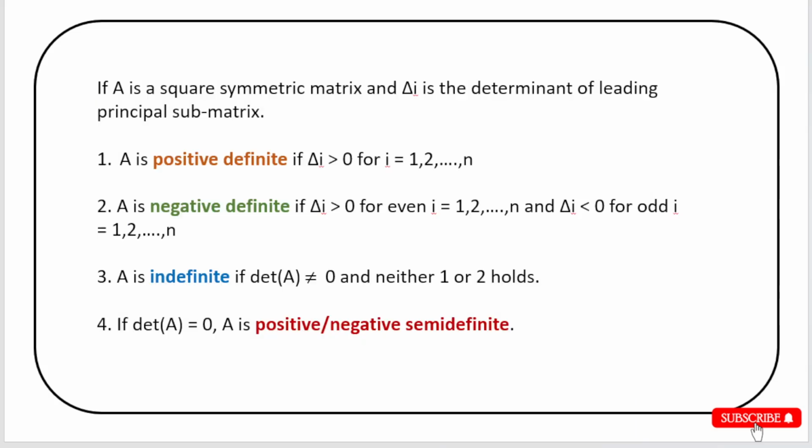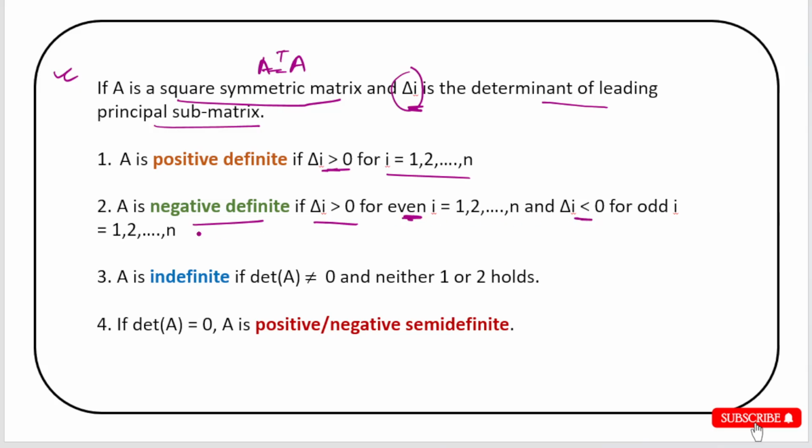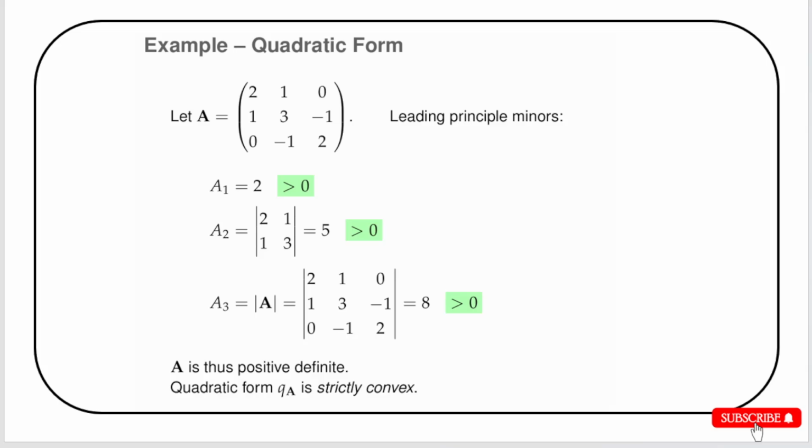Now what is the definiteness of a function? Here is the definiteness formula: if A is a symmetric square matrix, again A transpose equals A, and suppose delta i is the determinant of the leading principal submatrix, and I'll be showing you with an example what it is, then you will call A positive definite if this leading principal determinant is strictly positive for every i. It will be negative definite if this is positive for even i's and negative for odd i's. Indefinite if the determinant is not equal to 0, and if the determinant is 0, it is either positive or negative semi-definite. Let me show you with the help of an example. It's pretty simple.